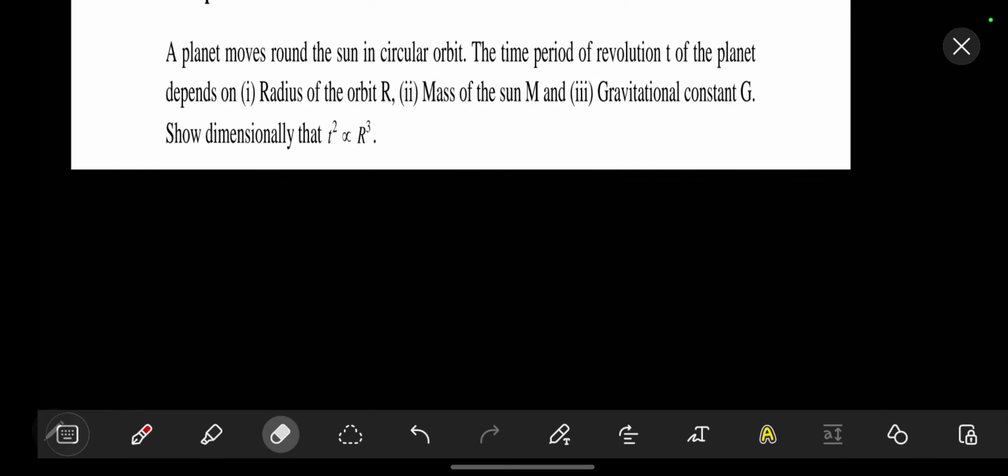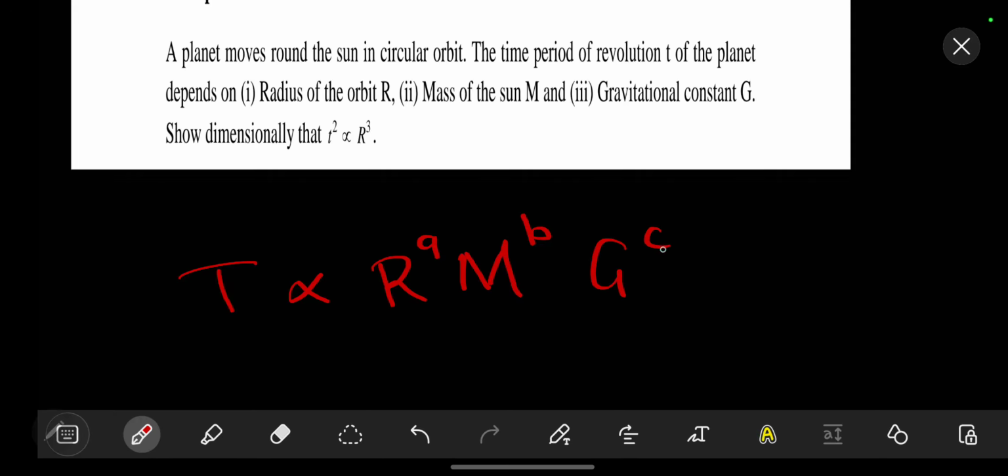So for this question, a planet moves around the sun in a circular orbit. The time period of revolution t for a planet depends on the radius. So they are telling us that the period depends on the radius, so we are going to say r, but we don't know the power. This is a relationship. And the mass of the sun, so we are going to say the mass to the power of b. Then we have the gravitational constant g to the power of c.